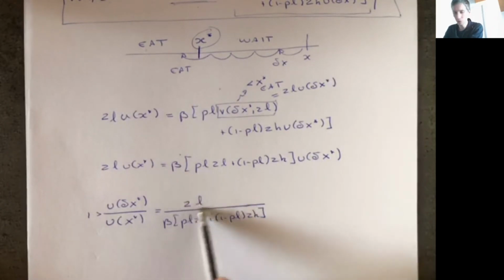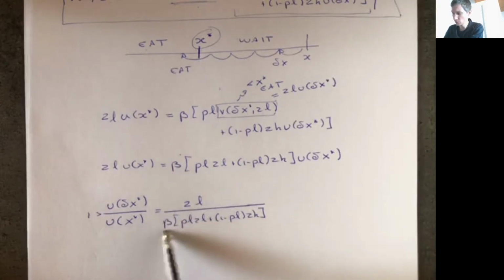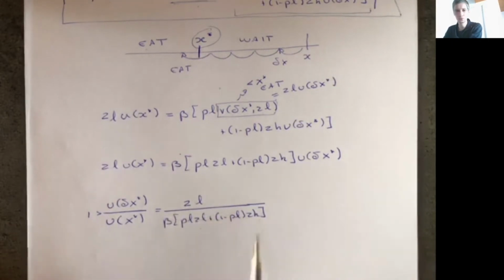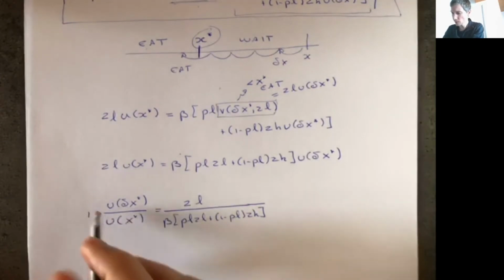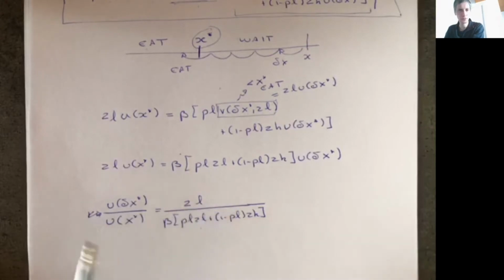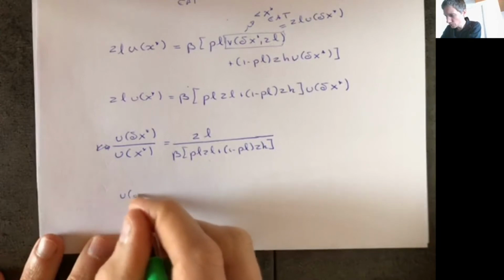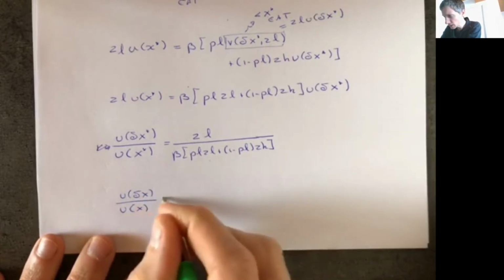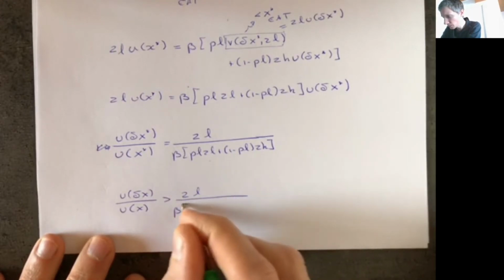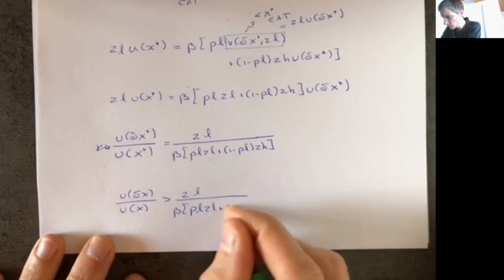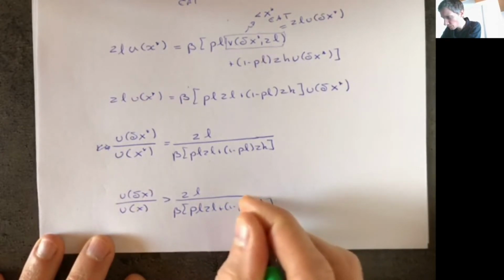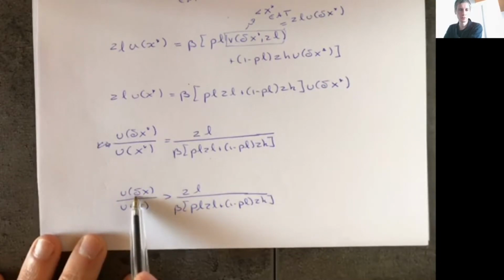And this gives me a threshold. So this is the return that I get when I decide to eat, and this is the return that I get from waiting. At the point where I'm indifferent, this ratio should be equal to this ratio. So if I have an x such that U of delta x divided by U of x is bigger than ZL divided by this fraction, PL ZL plus 1 minus PL ZH, then the cost of waiting is lower than the benefit of eating.